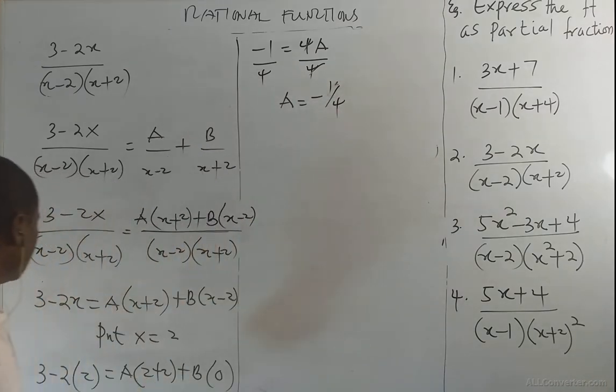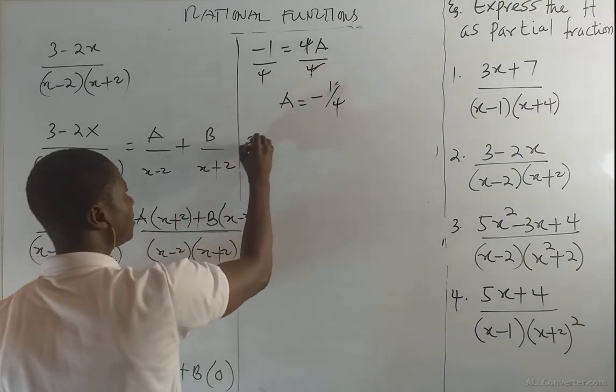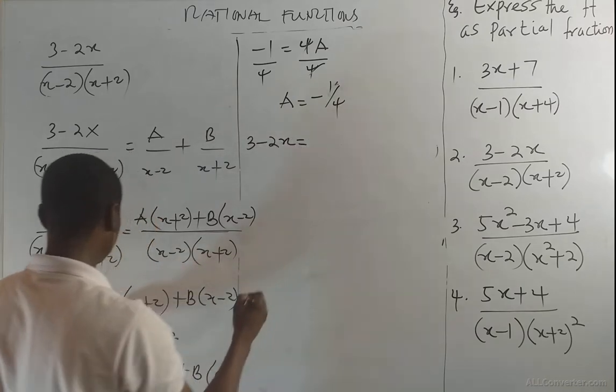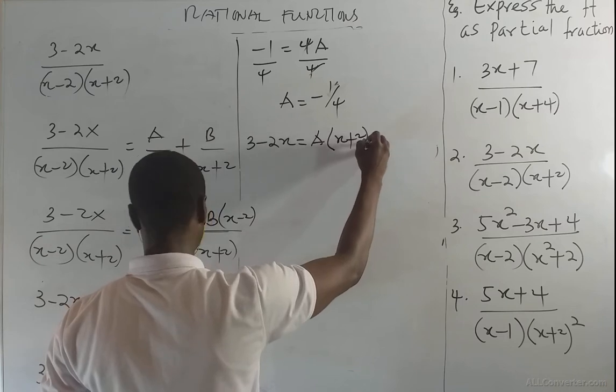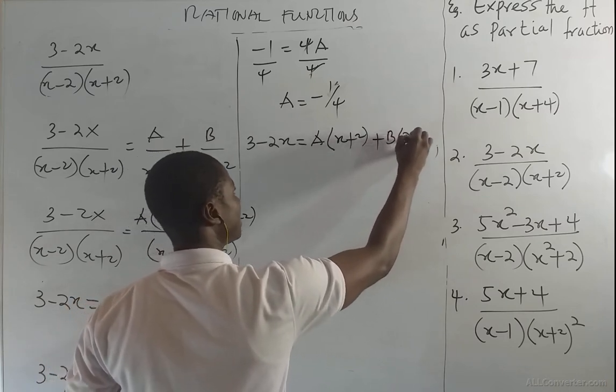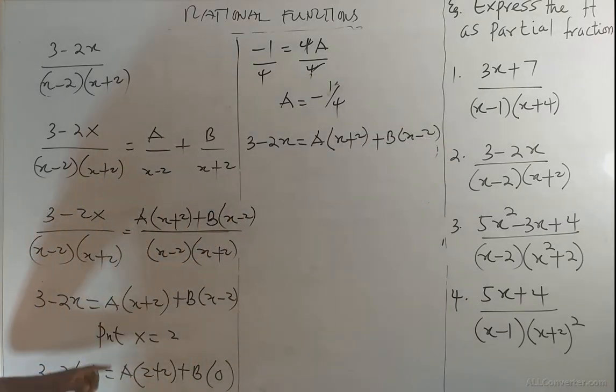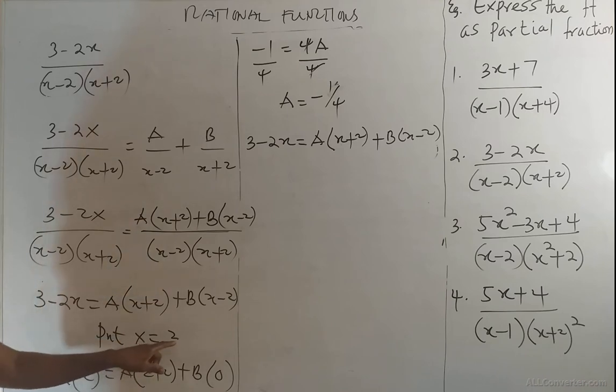Okay, so you write the identity again. That is 3 minus 2x equals a into bracket x plus 2, plus b into bracket x minus 2. So first, we said that x should be equal to 2, and we are able to find a.